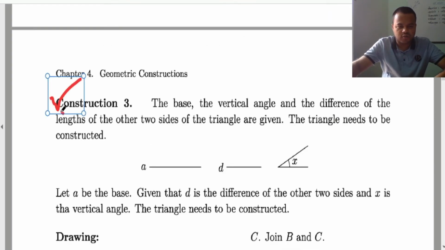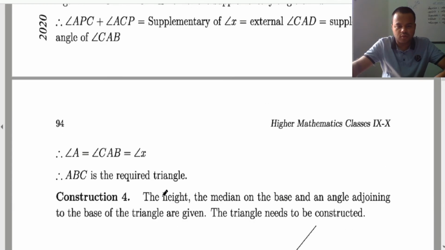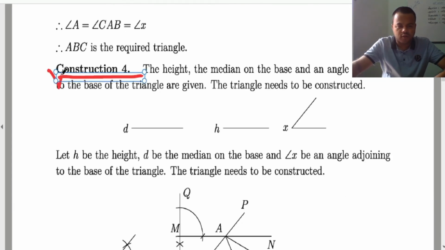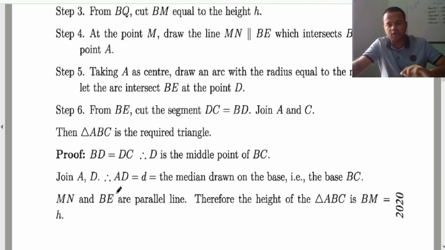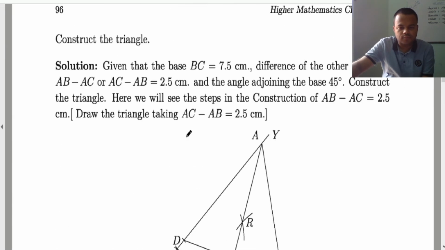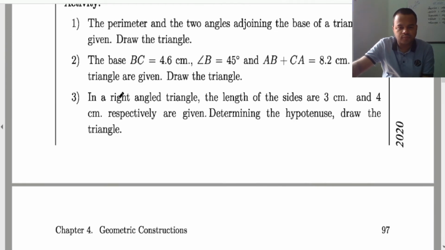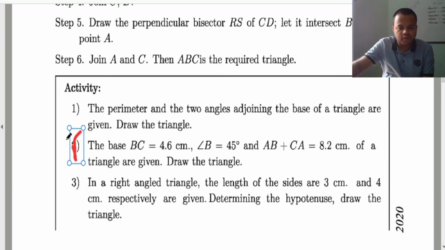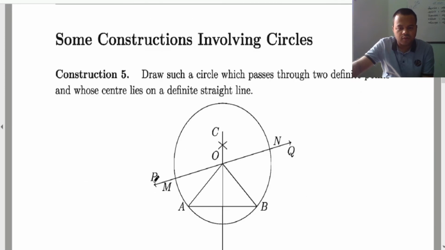Construction 3, construction 4. Okay, in the geometry part we will have 3 questions here. You have to answer at least one question. Here, activity 2, some constructions involving circles. Here, construction 5.